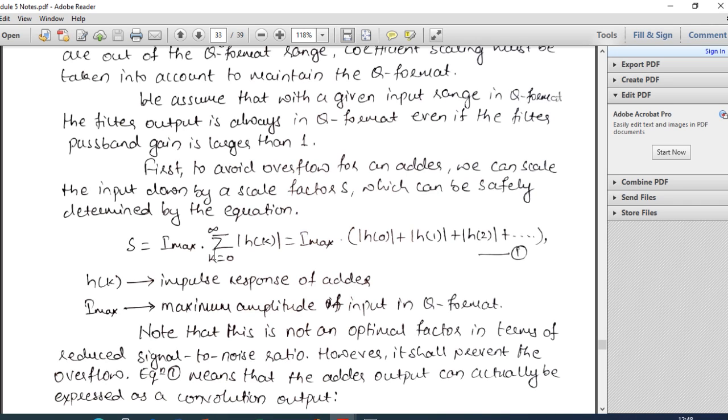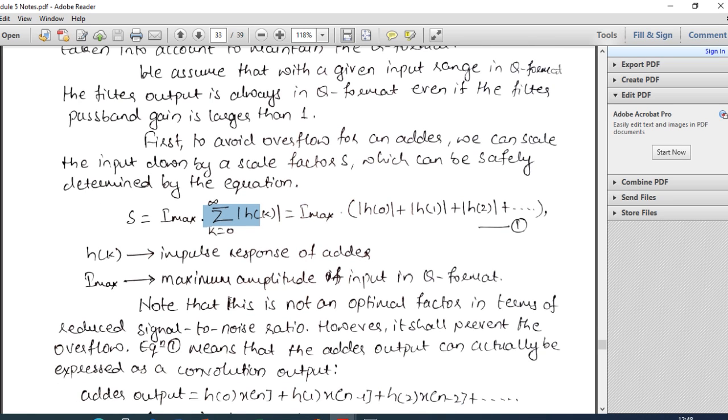In this formula, if I expand from k equals 0 to infinity, we get I max into h of 0, h of 1, h of 2, and so on up to infinity. Here h of k is nothing but the impulse response of the adder, and I max is the maximum amplitude of the input in Q format.